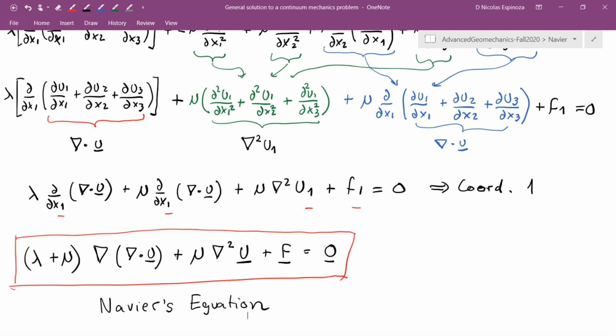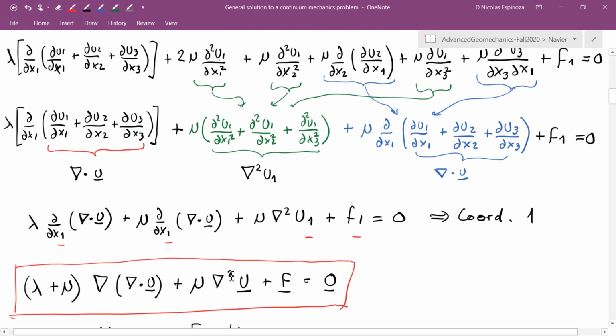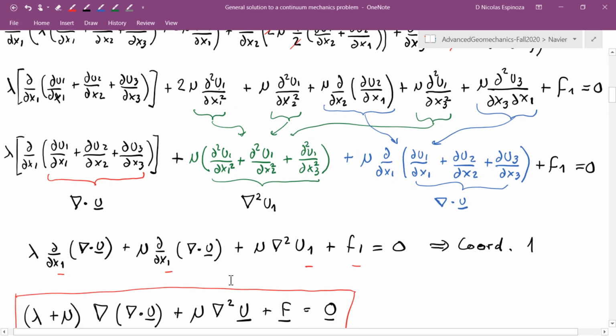Notice that you could do also a solution of the Navier's equation, for example, for an anisotropic solid.